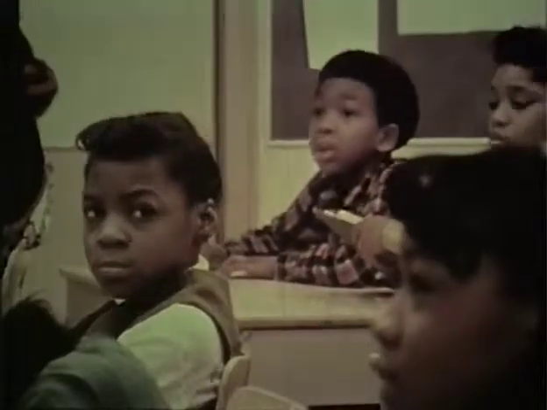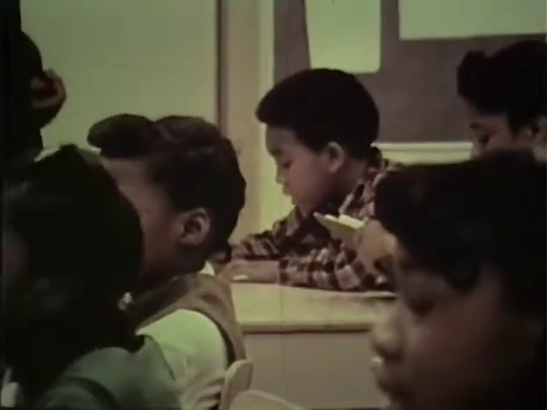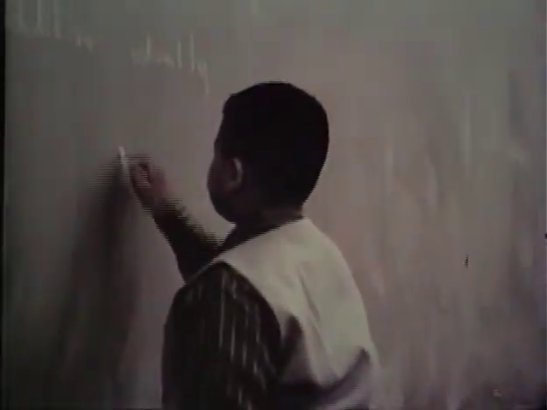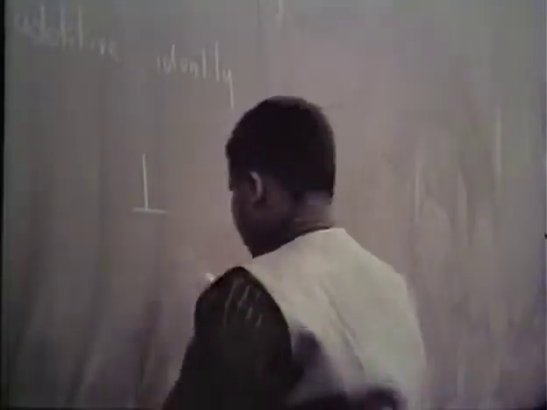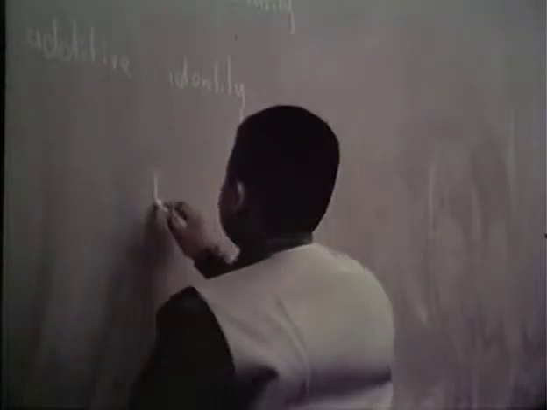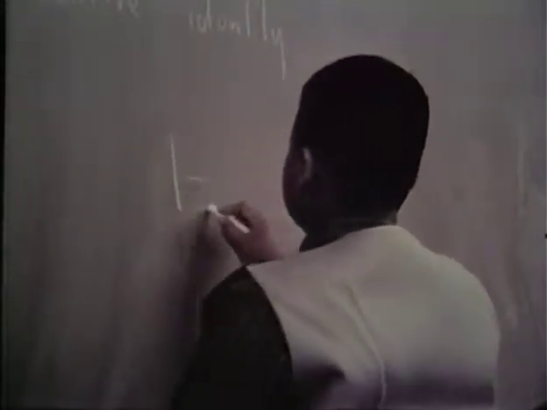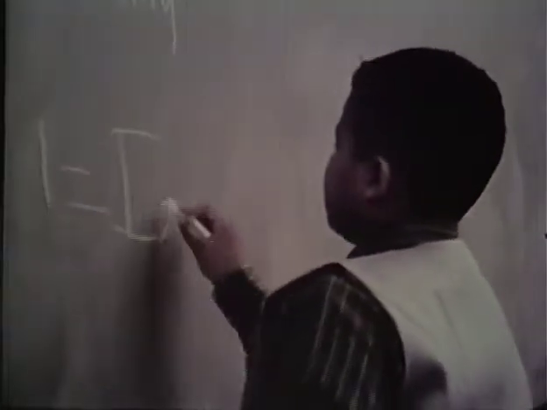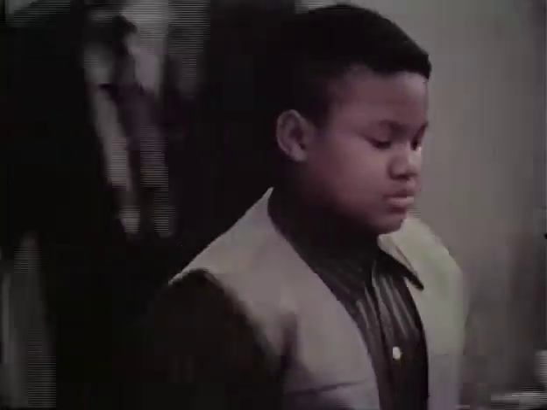And come up to the board and show me a short way of writing the multiplicative identity. Ricky? What's a short way of writing the multiplicative identity? That's right, that's a good start. All right, an I with a multiplication sign.